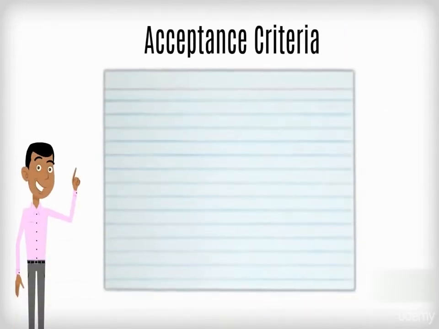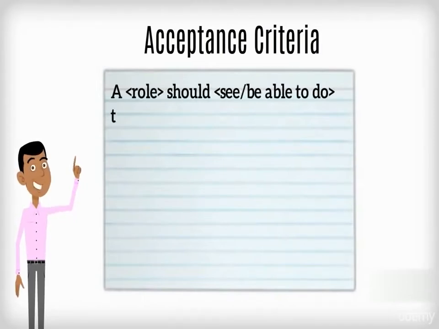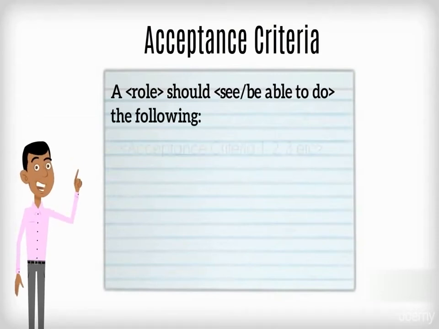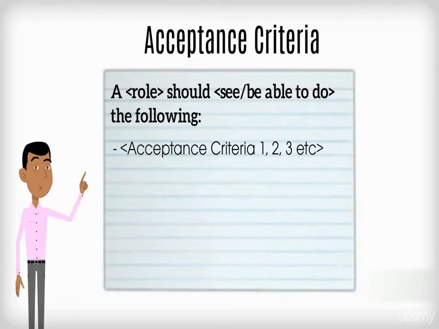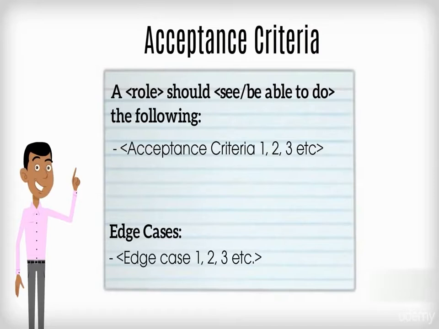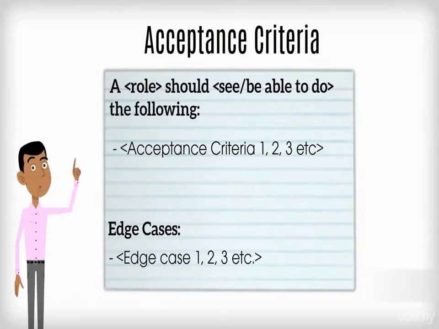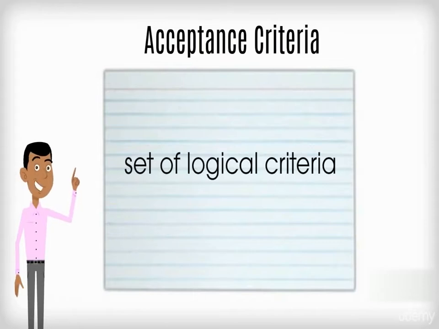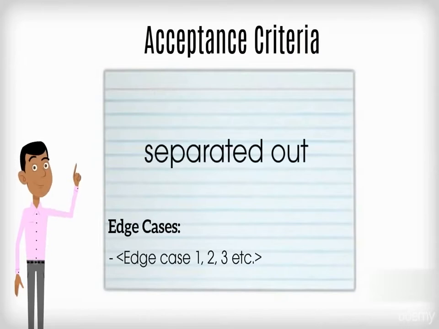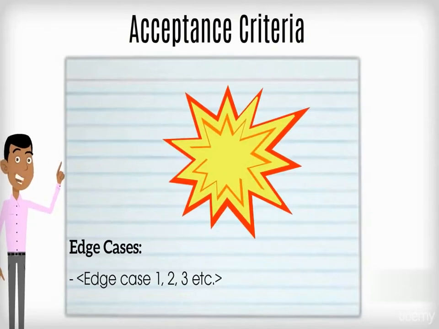The template I use for writing acceptance criteria is: a role should see or be able to do the following. Acceptance criteria 1, 2, 3, etc. Edge cases 1, 2, 3, etc. This is a simple bullet-pointed list of criteria. It's nothing complex and neither should it be. All that is needed is a set of logical criteria that can be used for tests. Also note that edge cases are separated out. This is not a necessity, but in my experience, it helps to force thinking of tricky situations that may arise.